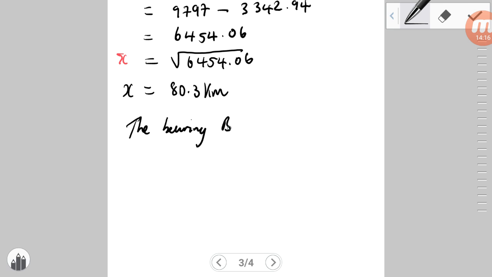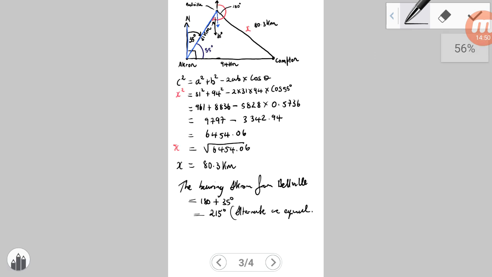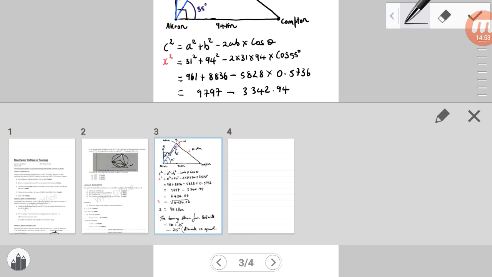of Akron from Belleville is equal to 180 plus 35 degrees, right? And that's going to be equal to 215 degrees. If you want to give a reason, you could say that alternate angles are equal. I guess that would be the best. Alternate angles are equal. Okay, right, so that answers that particular question.